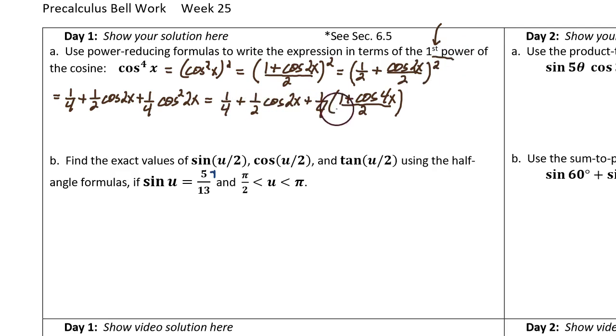But we can simplify this a little bit, make it a little more compact. So in the next step, let's distribute the 1/4 to what's in the parentheses over here. We'll have 1/4 plus 1/2 cosine 2x plus 1/8 plus 1/8 cosine 4x.